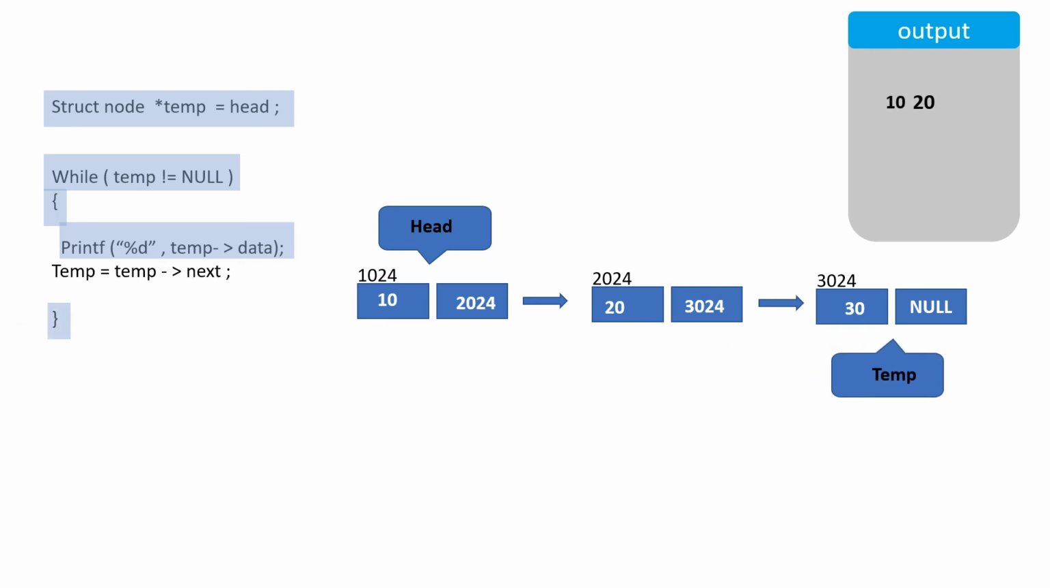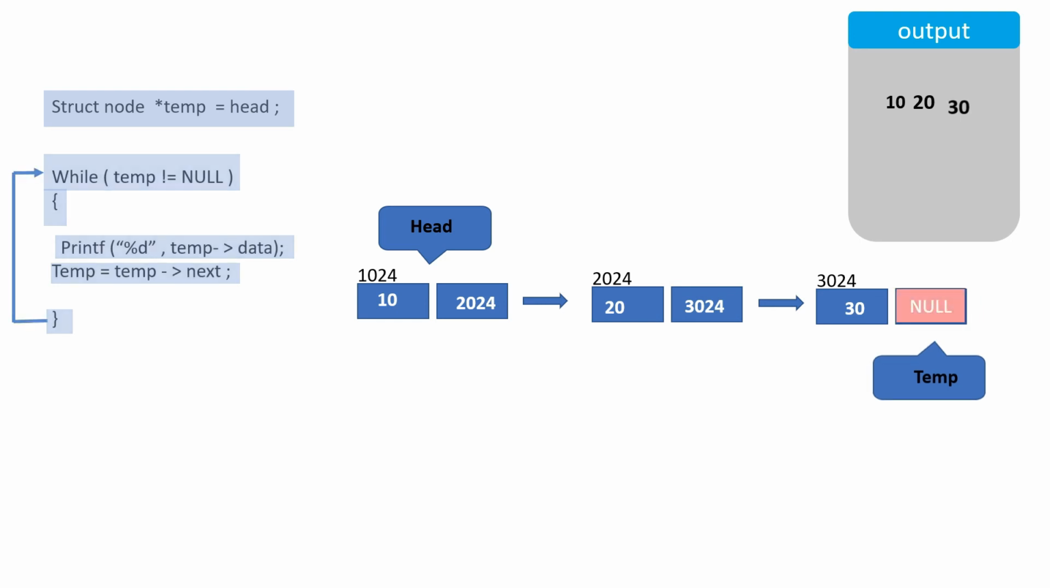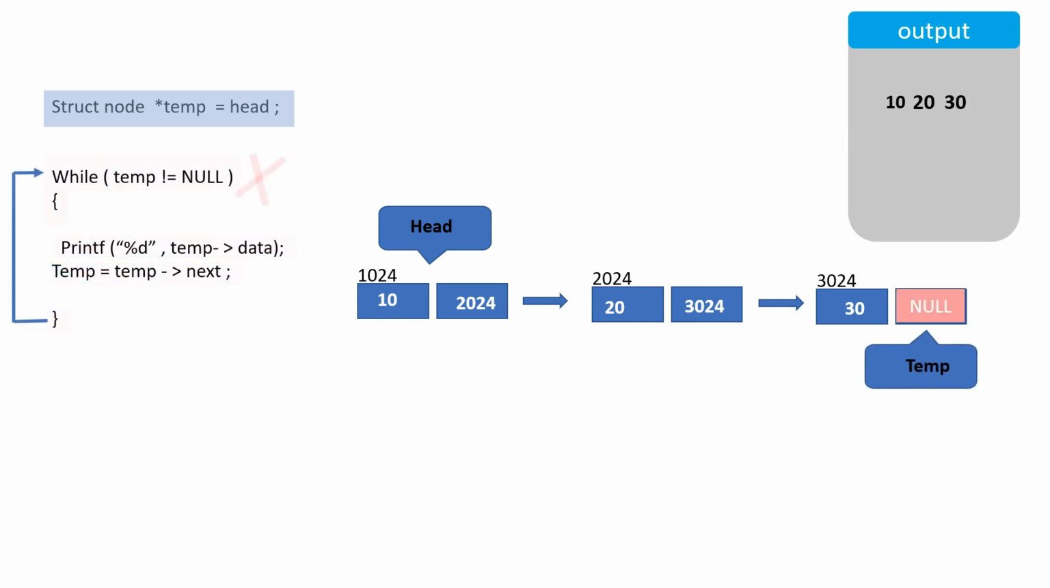Now move temp to the next node. So now temp is equal to 3024. Check the condition, it is still true. So print the data at address 3024, which is 30. So move temp to the next node. So now temp is equal to null, since the last node's next is null. Now we check the condition again and it fails. So control comes out of the loop and we have each node's data printed.